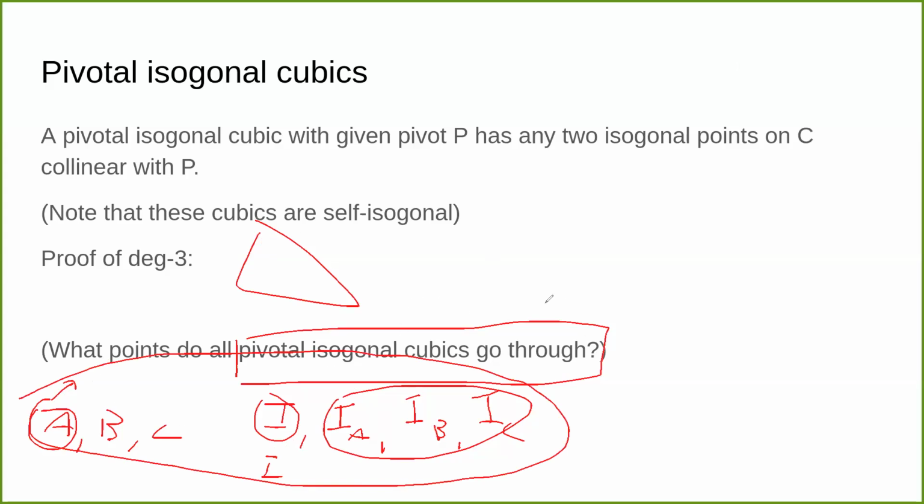And similarly, they will always go through P and P's conjugate, all right, like this. And this is 9 points. So it has to be a cubic also. And it's determined completely by P.